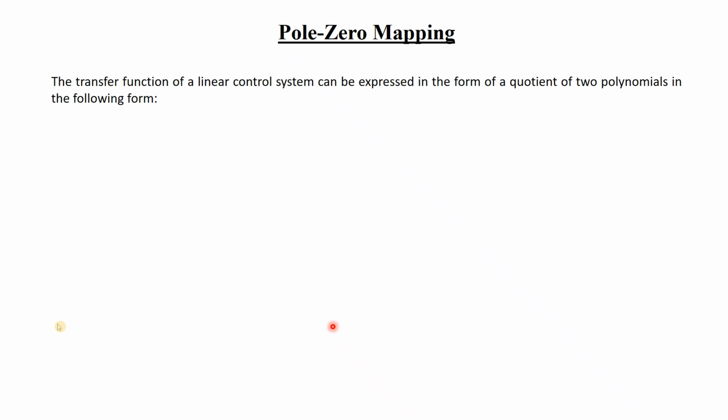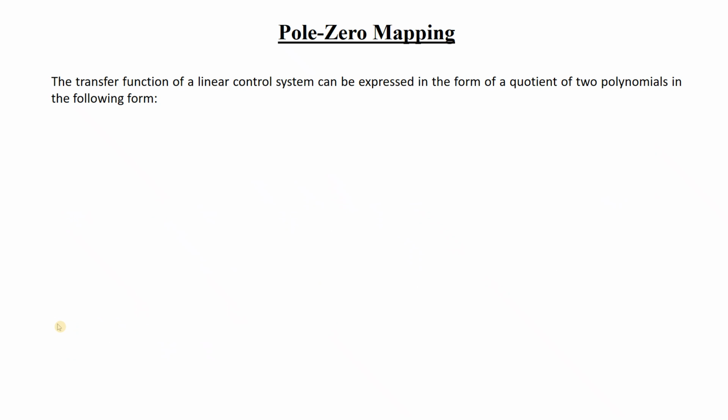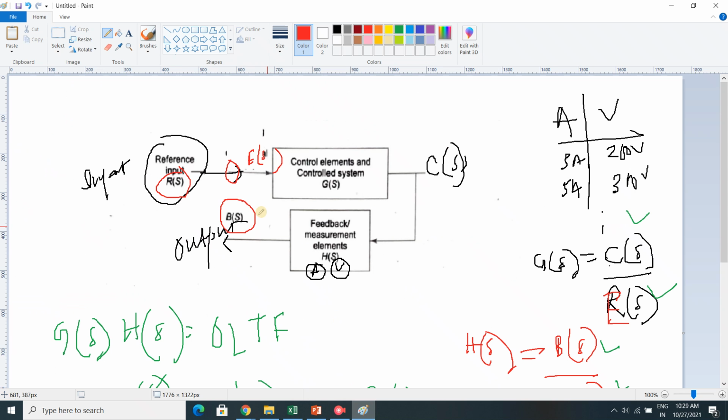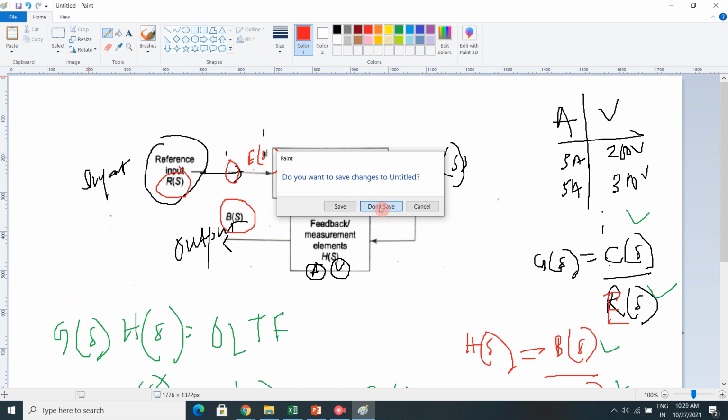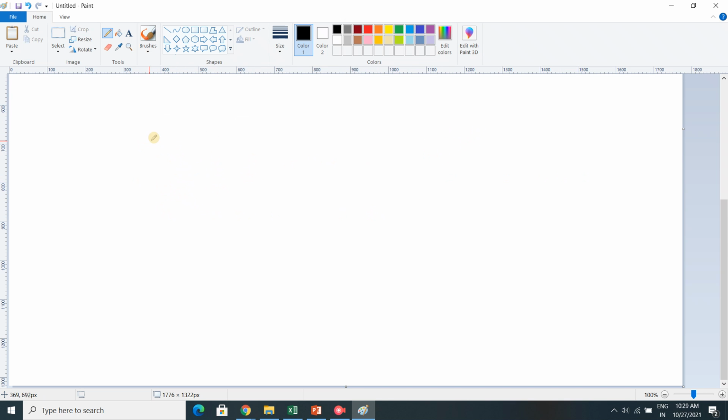Now, pole zero mapping. The transfer function of a linear control system can be expressed in the form of a quotient of two polynomials in the following form. Before going to this, let me explain this way: any transfer function G(s) has a value in the s domain. It will be like this, say s square plus 3s plus 2, something like that.